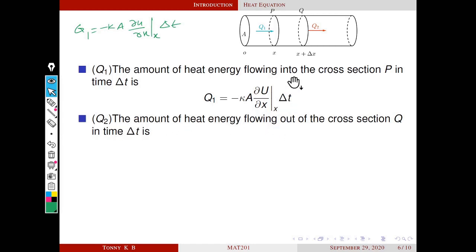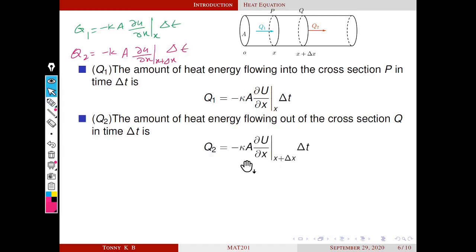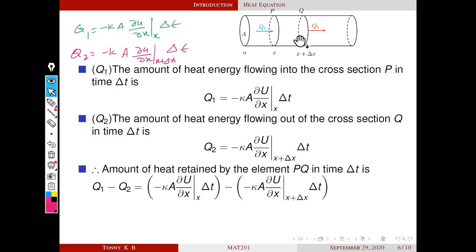Q2 is the amount of heat energy flowing out of the cross section Q in time delta T. Similarly, Q2 is given by the gradient at x plus delta x, at this point, times delta T. So Q2 is equal to this. Q1 is the heat flow into P, and Q2 is the heat flow out of Q. So the amount of heat retained in the segment PQ in time delta T is Q1 minus Q2. That is this quantity. Here kappa and A are common, so you can take them outside, and this minus minus becomes plus.